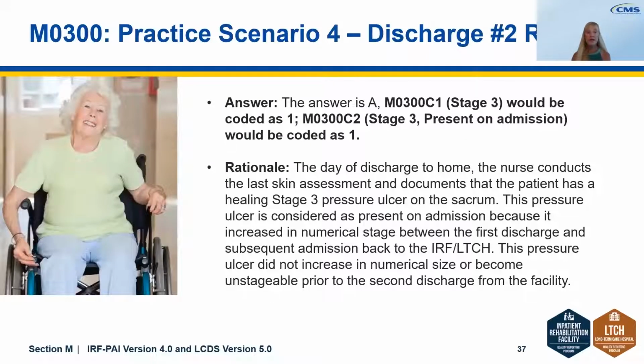And that's because on the day of discharge to home, the nurse conducted the last skin assessment and documented that the patient has a healing stage 3 pressure ulcer on the sacrum. This pressure ulcer then is considered as present on admission because while it increased in numerical stage between the first discharge and subsequent admission back to the IRF or LTAC, it did not increase in numerical stage or become unstageable prior to the second discharge from the facility.